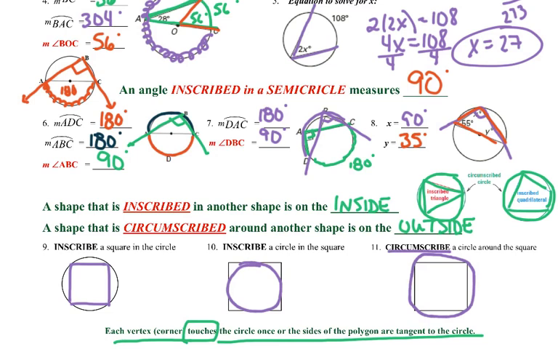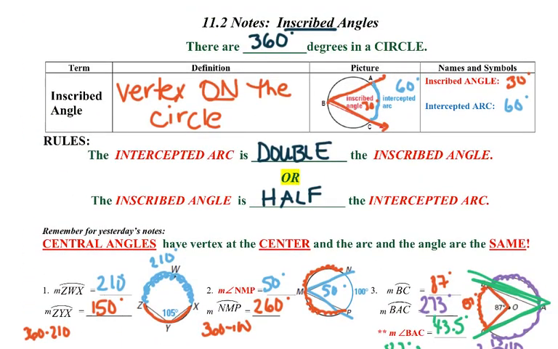So, second section is always harder than the first one, right? Here we are, inscribed angles.